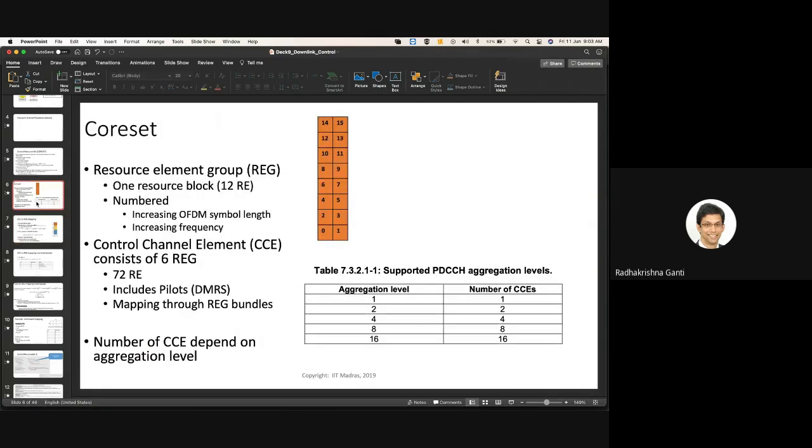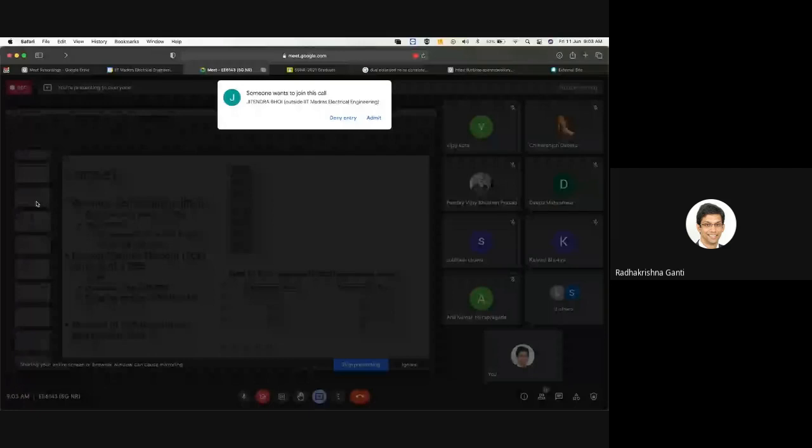Last class we started CORESETs. Let's take a 5-minute revision of where we are. What is a resource element group? A resource element group is a resource block across one slot, across one symbol, that is 12 REs. And we have defined a control channel element as consisting of 6 REGs. 6 REGs means 72 resource elements: 12 into 6 is 72.